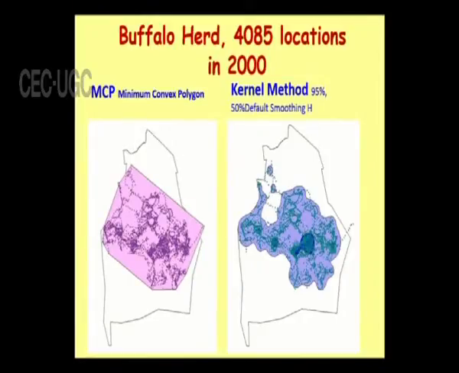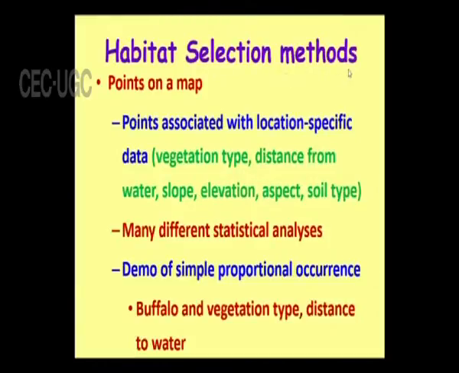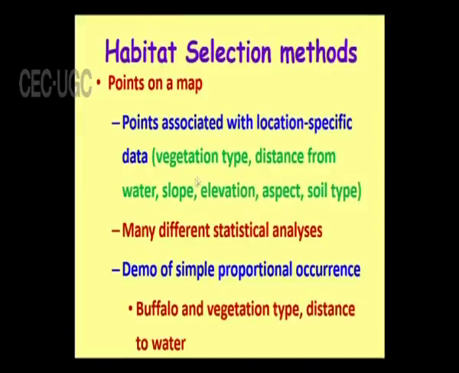Now, what more information are we collecting? In the habitat selection method, the points on a map are associated with location-specific data. Another layer that we are adding, because we are defining the habitat, is the vegetation, the temperature parameter, and so on: the vegetation type, the distance from water, slope, elevation, aspect, soil type. We add layer to layer, and finally we arrive at some conclusion about what the habitat is. And now we can do any type of statistical calculation, so let us discuss one or two statistical analyses.